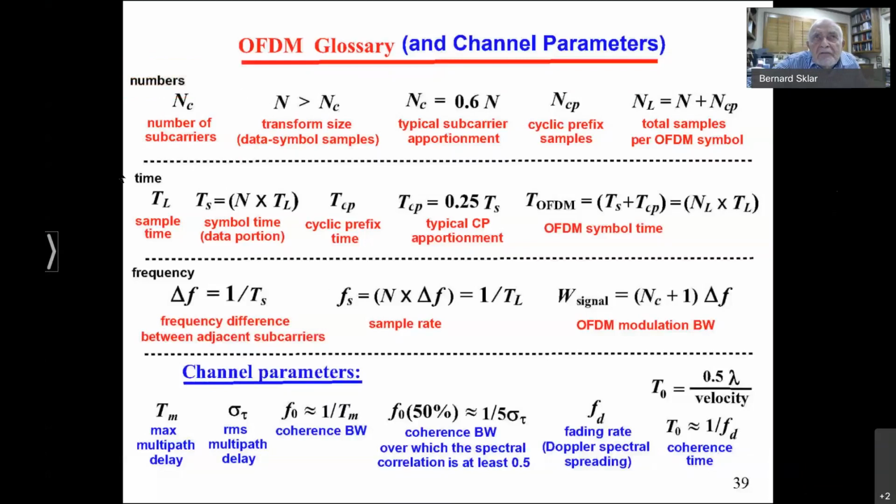fantastic OFDM frequency-time relationships, the time parameters that can be called out, the frequency or the rate or the bandwidth parameters that can be called out. And in addition to that, I said, look, I also have to put something down about the channel. Now, if you take a look at just these bottom ones right over here, including this coherence time, which is approximately 1/Doppler fading, having to do with some motion.